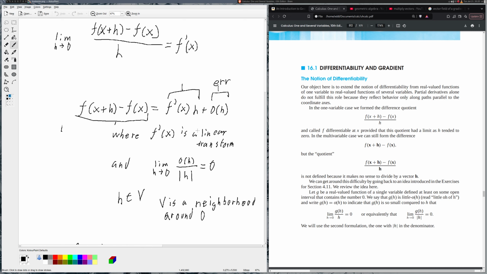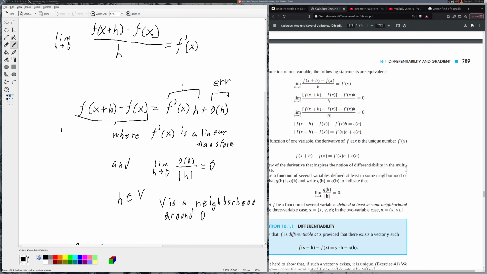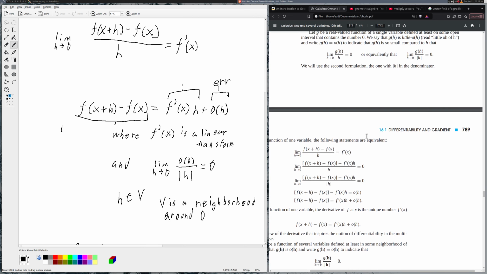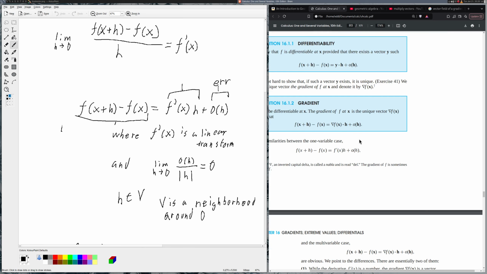So what it does is it takes the single variable definition. It says if h is a vector, we can't actually divide by vectors. So they do some algebraic manipulation, and they get to this. And what really irks me is this dot product. Why is a dot product there? Why isn't it any other product?